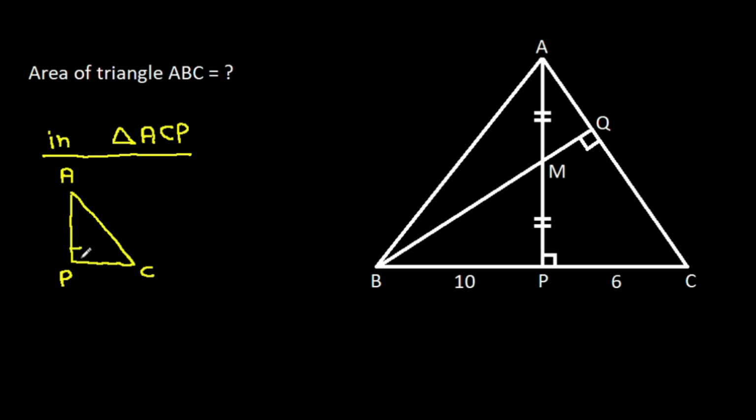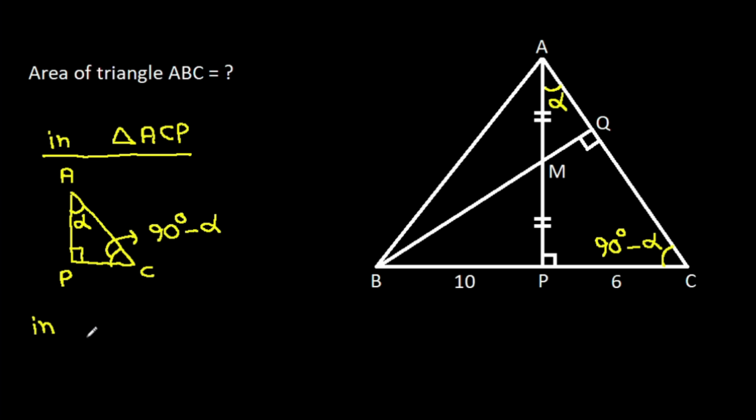This angle is 90 degrees and suppose this angle is alpha, then this angle will be 90 degrees minus alpha.